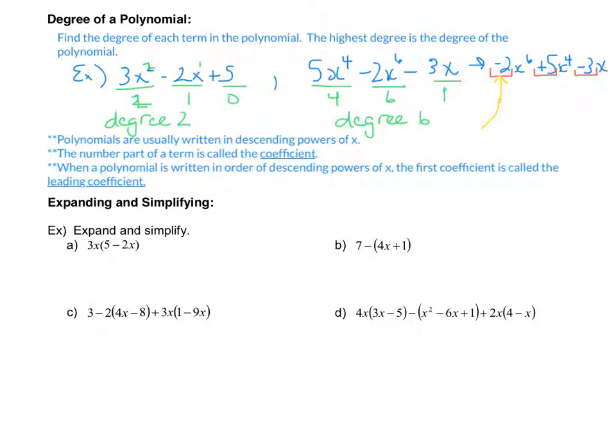All right, expanding and simplifying. We did a bit of this at the beginning of the semester, so we're just going to review and use our exponent rules with this. What this is saying, the expand part means to multiply, the simplify means to collect like terms.